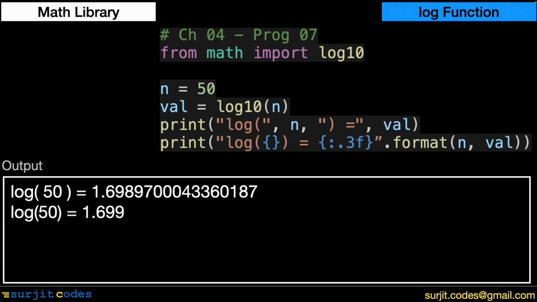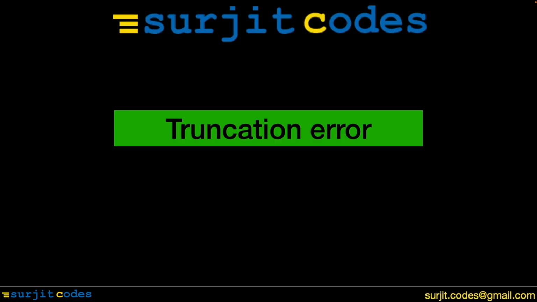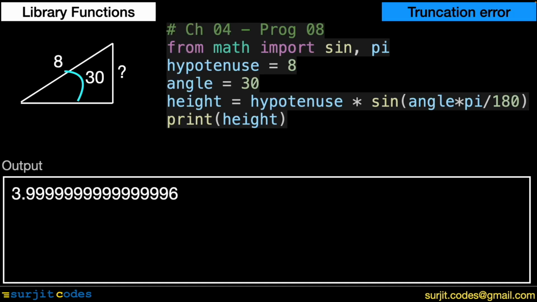We can format the output and limit the result to 3 decimal places. This output has far better readability. .3f format means we use minimum space to show result to 3 decimal digits. We know that for floating point numbers, Python truncates result after 16 significant digits.